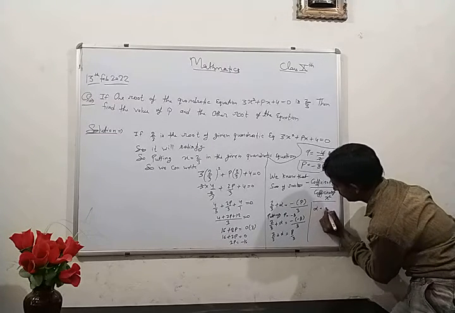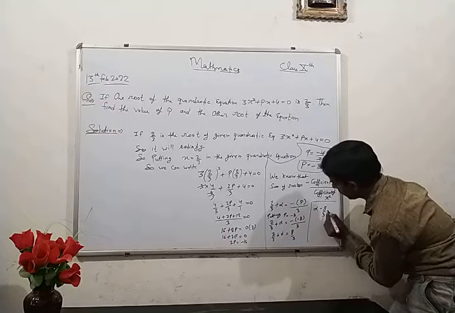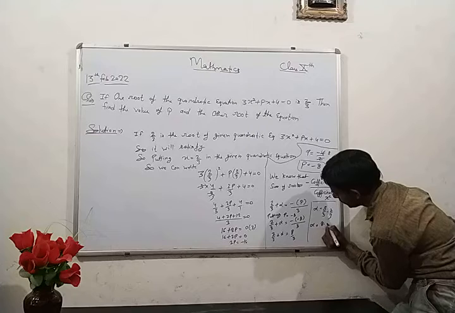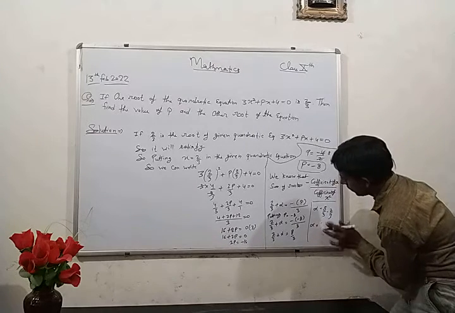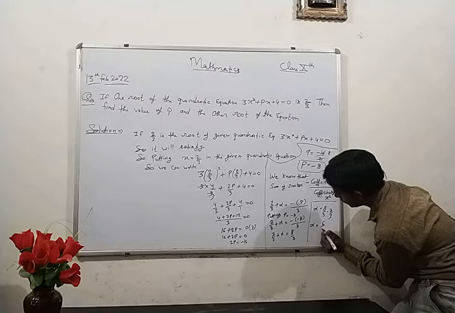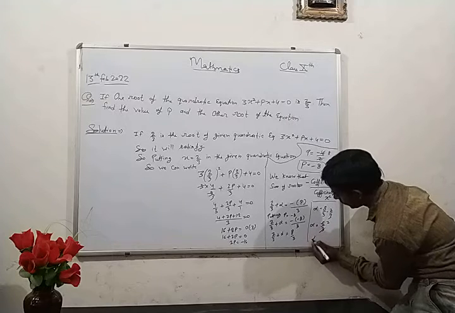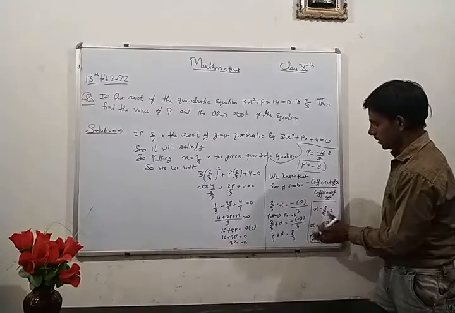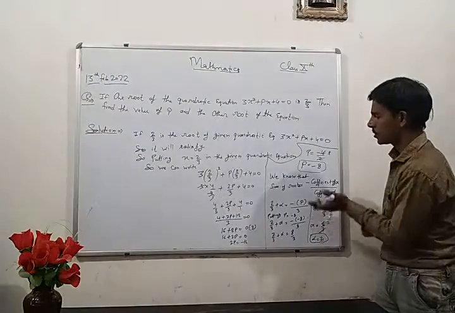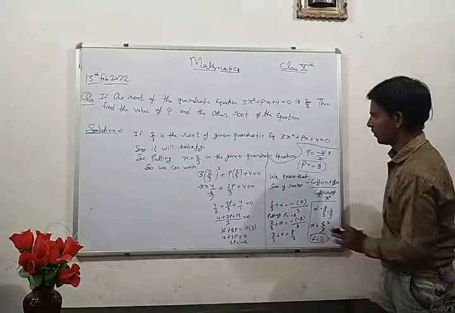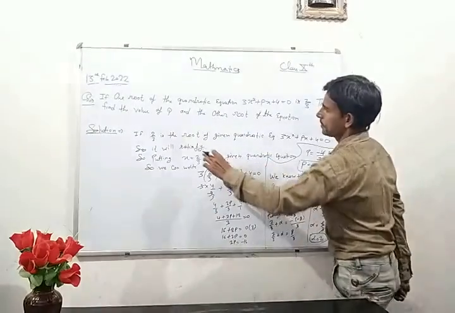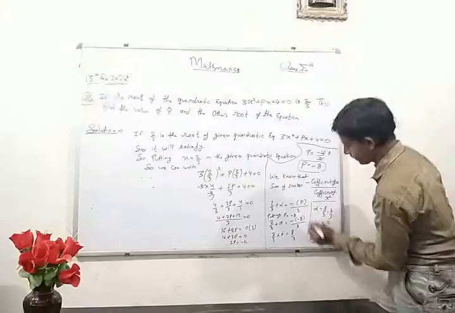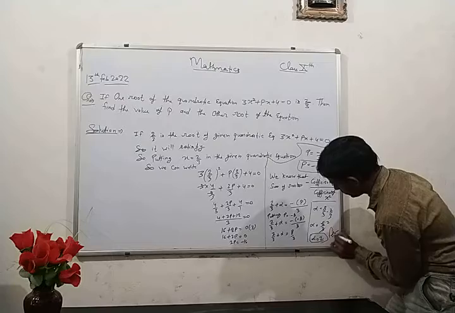So alpha = 8/3 − 2/3. Alpha = (8 − 2)/3 = 6/3, and 3 twos are 6, so alpha = 2. So it is our other root. Here you can write: let the other root be alpha. This is our answer.